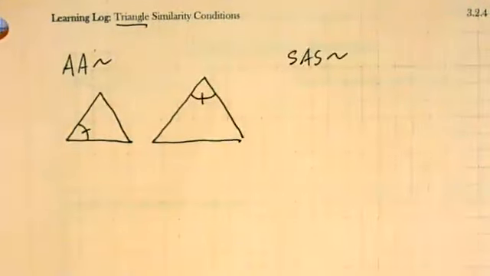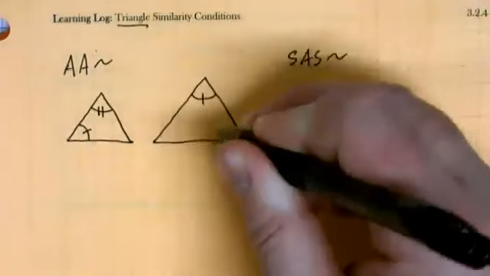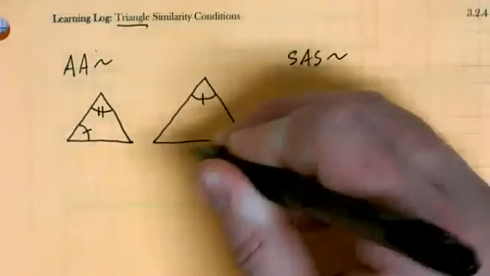It doesn't really matter which one it is, and that's only 1 pair of matching angles. I need a second pair, so let's go ahead and make a second pair here. Pick another one. That right there is enough for me to know that those 2 triangles are similar.